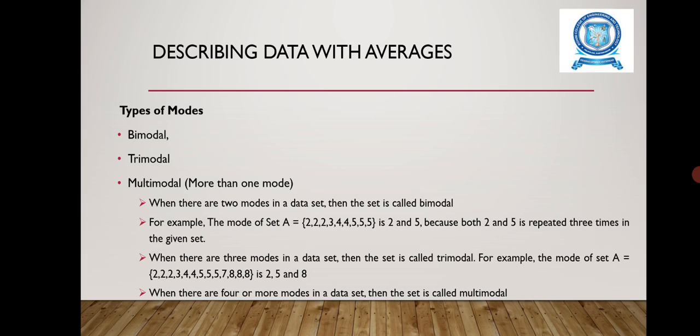When there are 3 modes in a data set, then the set is called trimodal. For example, mode of set A is equal to 2, 5 and 8. When there are 4 or more modes in the data set, then they are said to be multimodal.